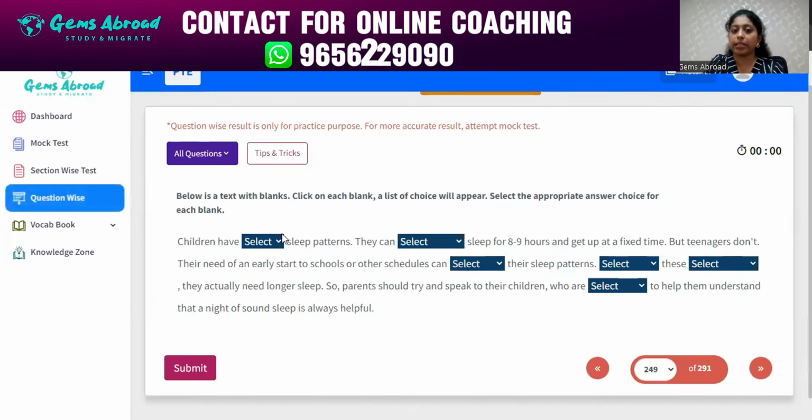Children have a dash sleep patterns. Have dash sound. They can dash sleep for 8 to 9 hours. So they can sleep well. So successfully get up at a fixed time. But teenagers don't. They need an early start to school or other scheduling.